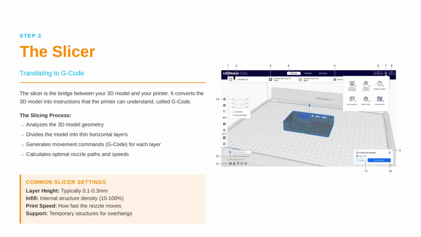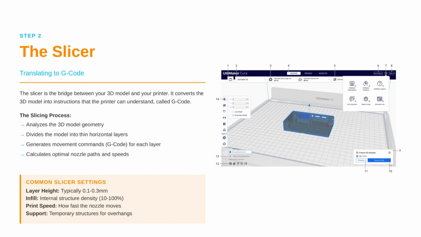Step 2. The slicer. The slicer software serves as the essential computational intermediary, translating the static geometric data of the STL file into dynamic, machine-executable instructions known as G-code. Having obtained the digital model, we now focus on its preparation for physical realization. The slicing algorithm performs a complex geometric analysis, virtually sectioning the 3D model into discrete horizontal layers, typically between 0.1 and 0.3 mm in height.